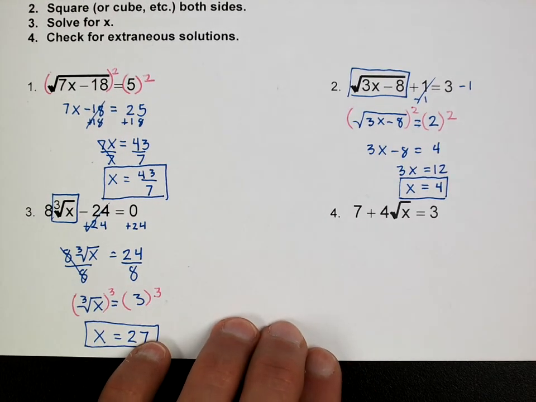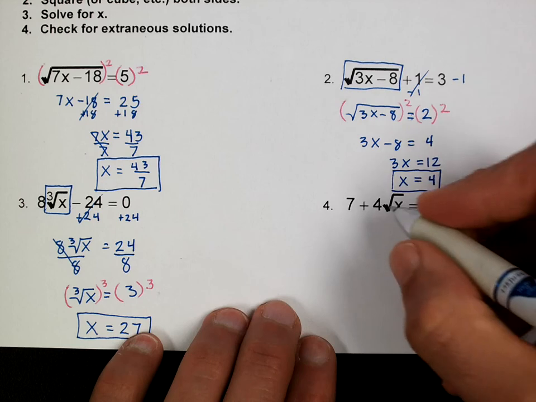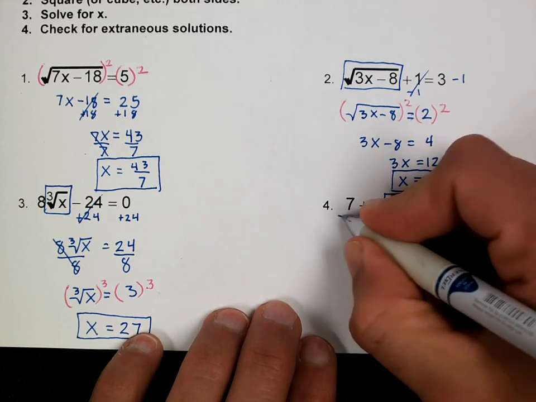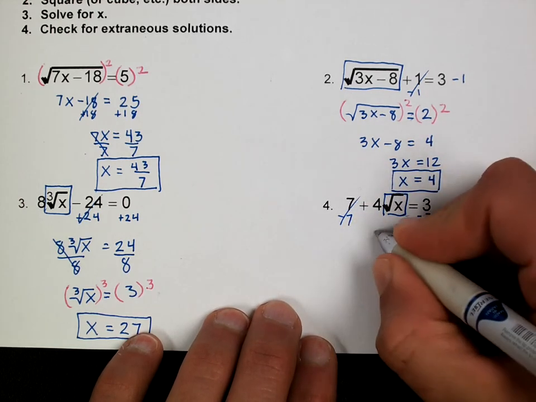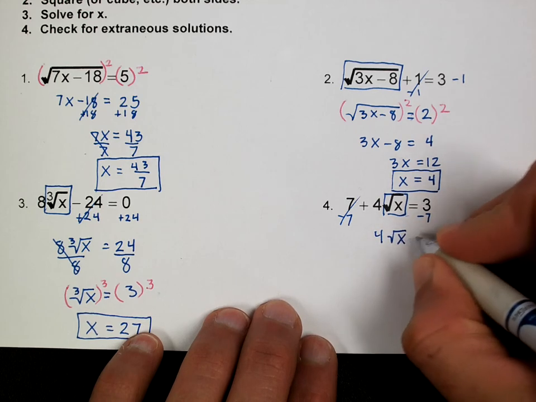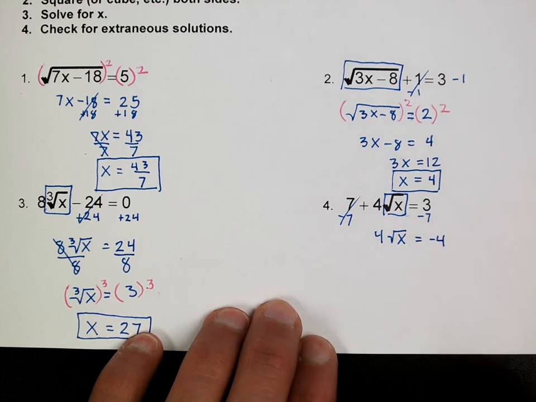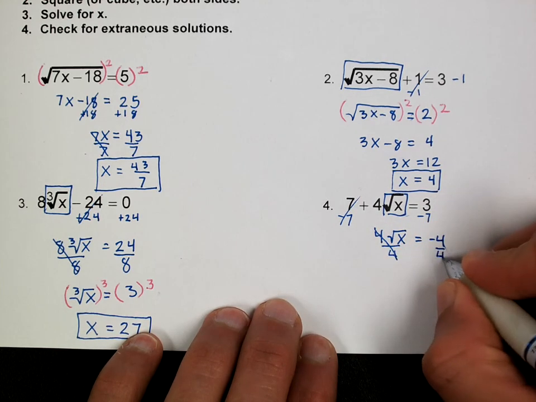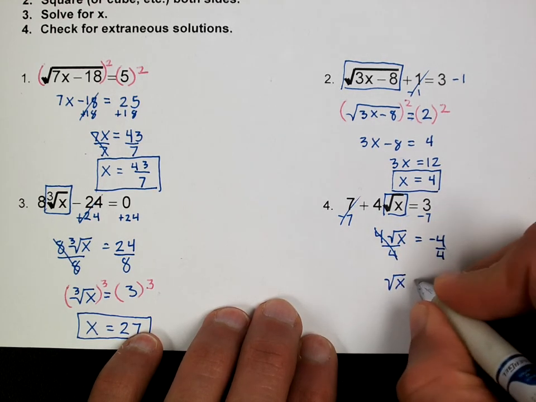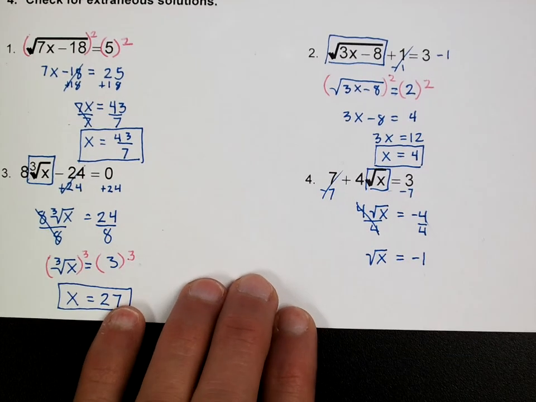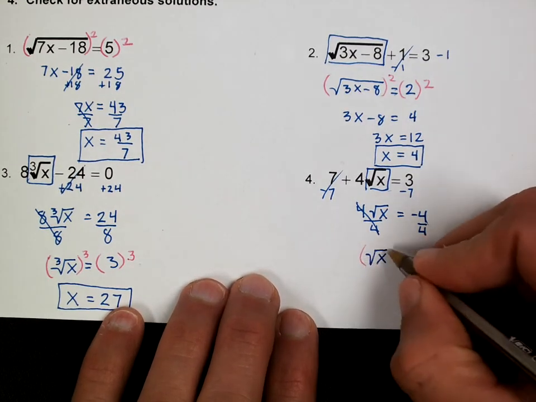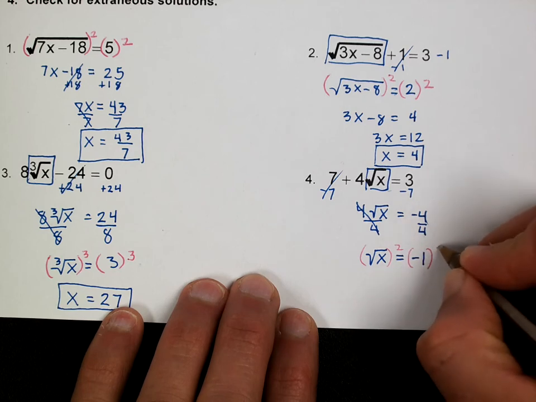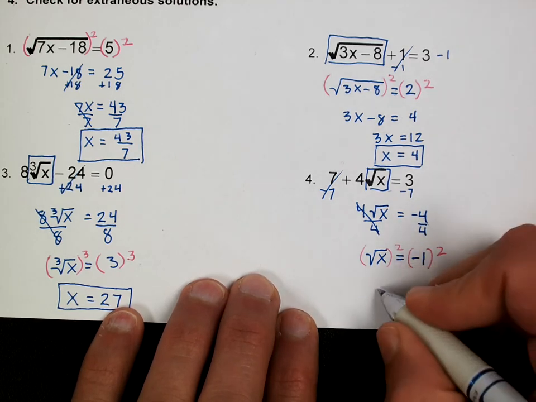Now, on number 4, let's just start off. Isolate the radical, so we're going to try to isolate this guy over here. So we're going to subtract 7, I get 4 times the square root of x is equal to negative 4. We'll divide both sides by 4. So I get the square root of x is equal to negative 1. We're going to square both sides. That will give us x is equal to 1.